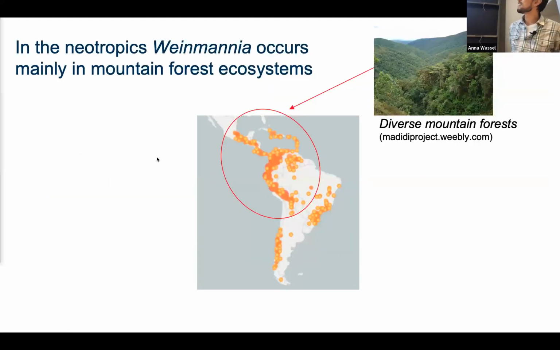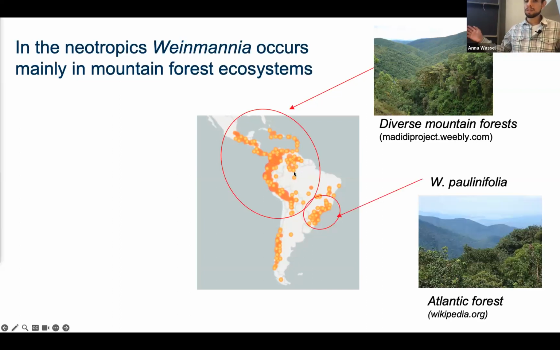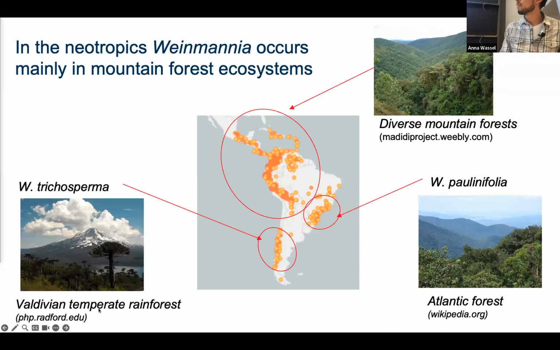So in the Neotropics, Weizmannia mainly occurs in mountain forest ecosystems, in a diverse range of mountain forest types through the Andes, but also in Central America and the Caribbean islands, and also in the Tepuis Formation of Venezuela here. But we can also find some species in the Atlantic forest in Brazil, and we also find species in the Valdivian temperate forest in the southern cone of South America. However, in this place they occur at lower elevations because of the temperate weather.